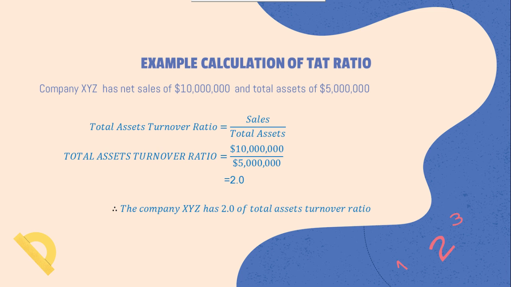Wait, 2 is kinda okay lah sebab it is more than 1. So, that is how you do the calculation for this type of ratio.